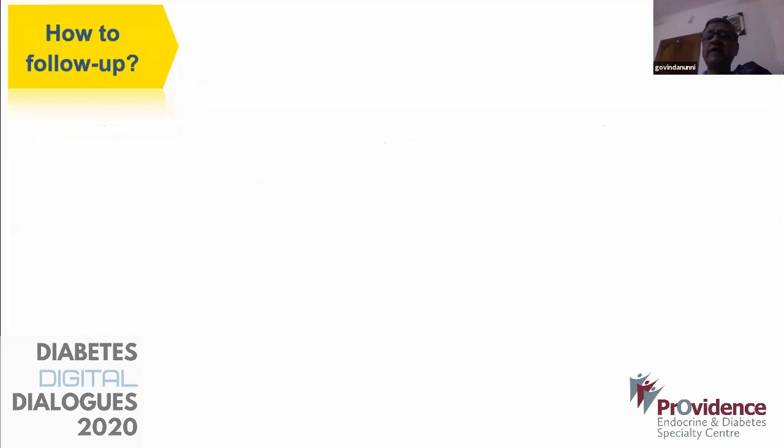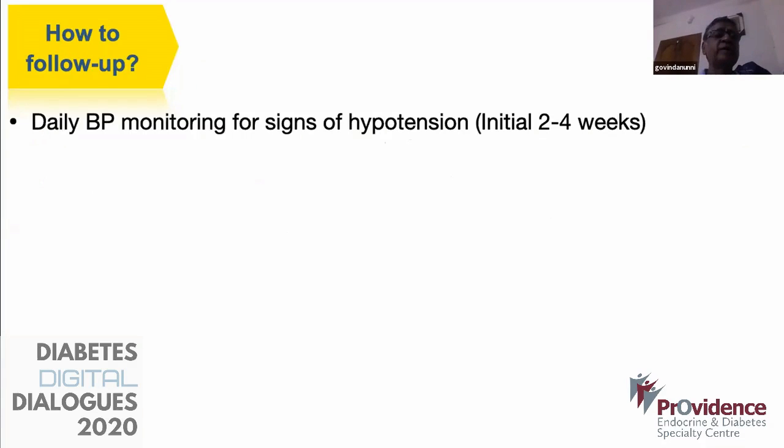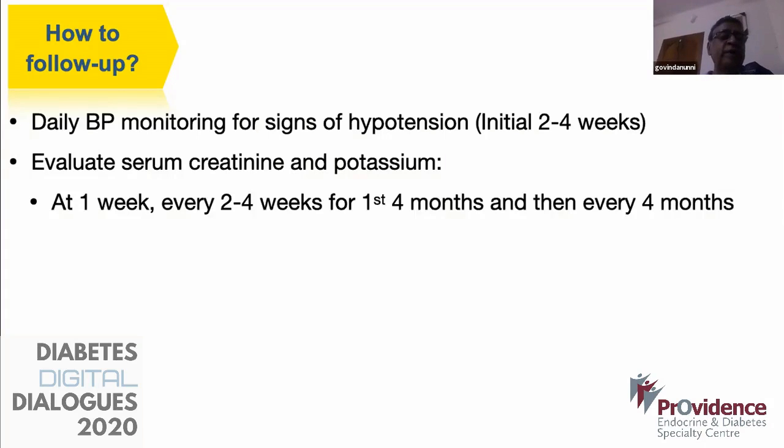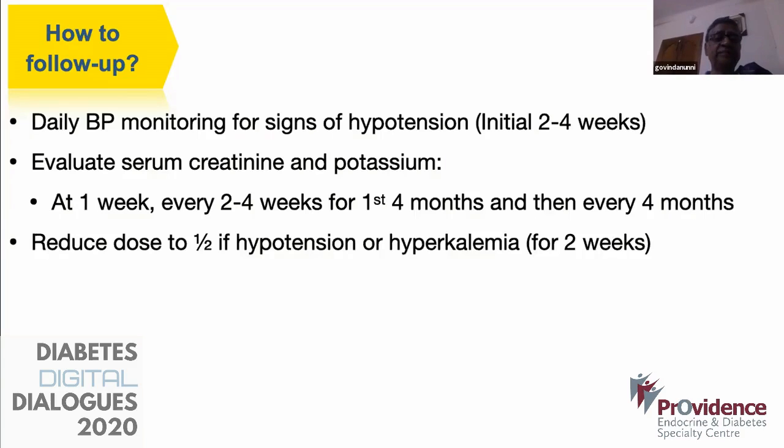And how to follow up? Well, follow up is basically these three things: potassium, blood pressure, and GFR. Blood pressure should be monitored daily for signs of hypotension, at least during the first few weeks, preferably with a home BP apparatus so that you can look for evidence of hypotension. Creatinine and potassium again have to be evaluated regularly: at the first week after starting, then every 2 to 4 weeks for the first 4 months, and then every 4 months. If nothing happens during the first 4 months, it is very unlikely that anything will happen subsequently. So then once in 4 months is good enough.